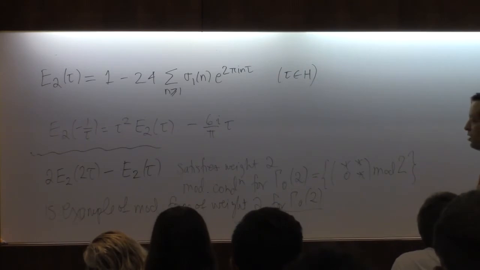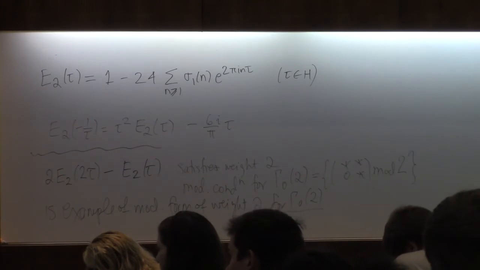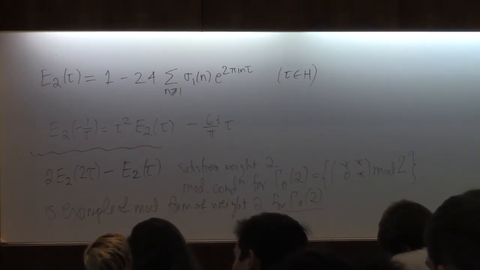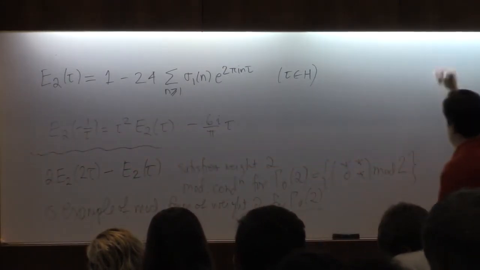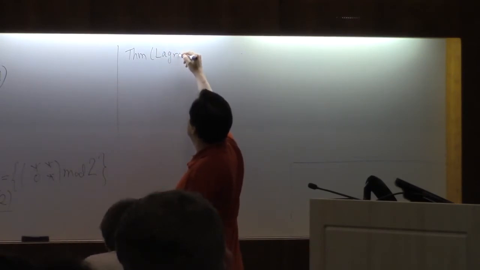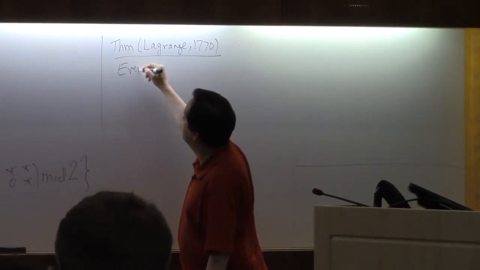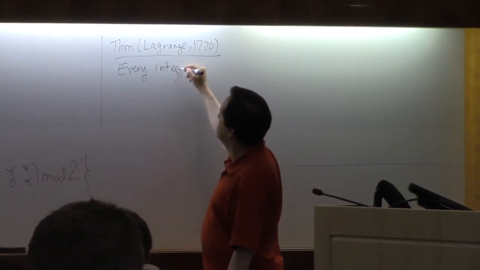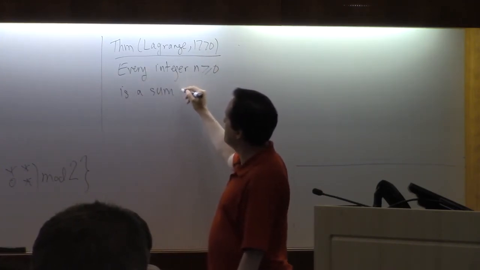So I want to use this to solve a classical problem about showing why every integer is a sum of four squares. I'm just going to sketch the idea behind that. We're going to get this classical theorem of Lagrange: every integer greater than or equal to 0 is a sum of four squares.